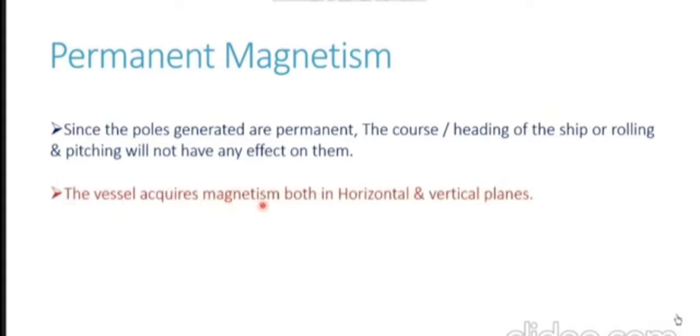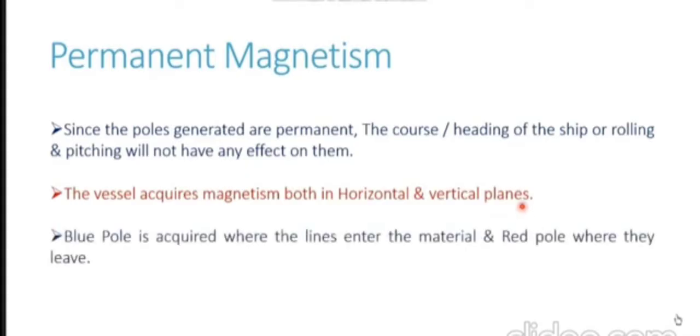The vessel is going to acquire magnetism both in the horizontal and vertical planes. I will explain this to you with the help of diagrams going further. A blue pole is acquired where the lines enter the material, and a red pole is acquired where the lines of force leave the material. Now, as I told you, this permanent magnetism is acquired both in the horizontal direction and the vertical direction. Now, let's try to understand that by making some diagrams.